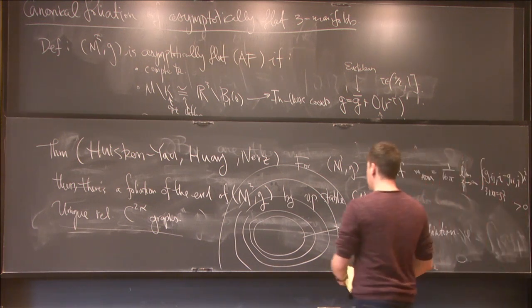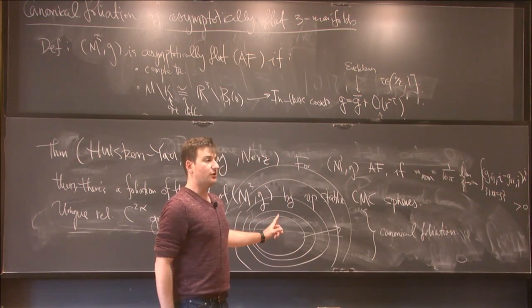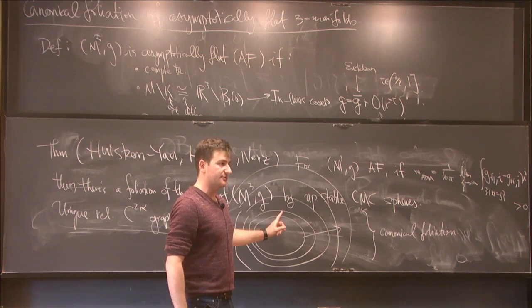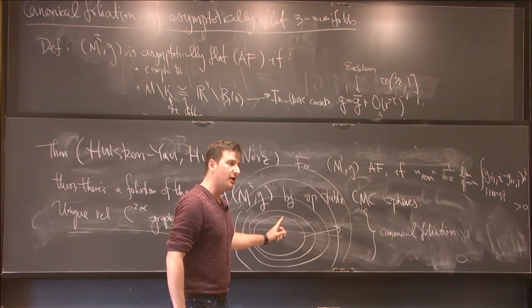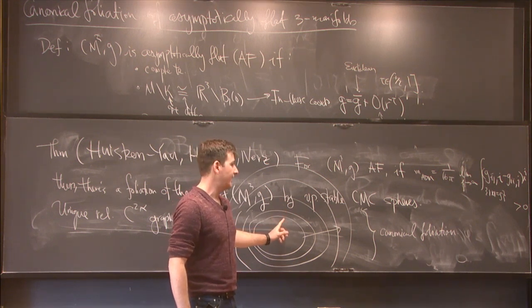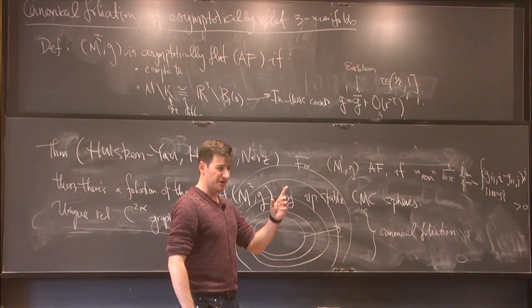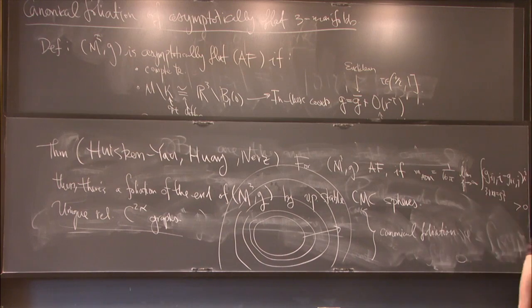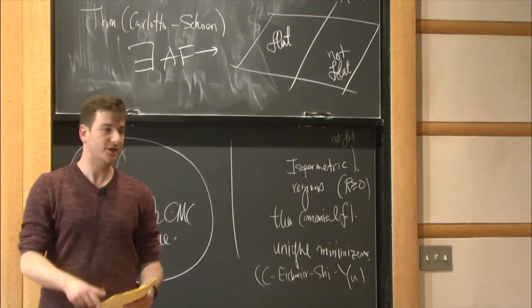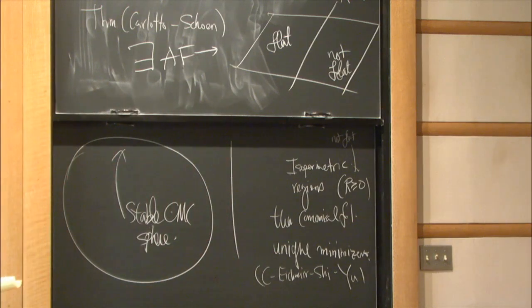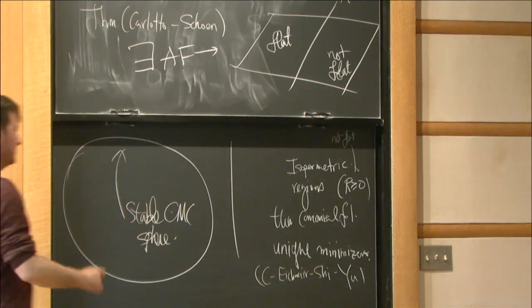Well, for large volumes, it's not too hard to prove that minimizers exist. For small volumes, it's actually quite a non-trivial thing. That's only known in dimension 3. It was proven by Yugang Shi, and he uses something somewhat clever. It's not obvious. Okay, everything I say will be for large volumes.